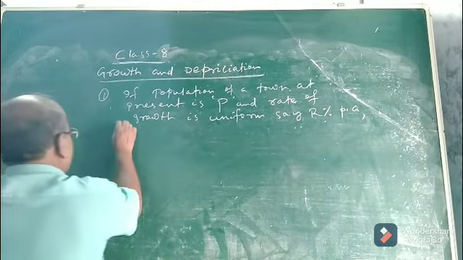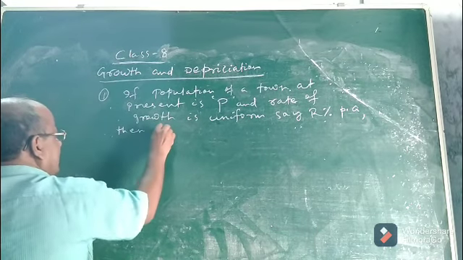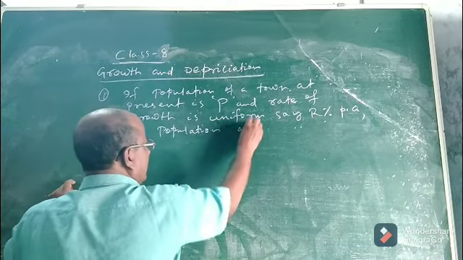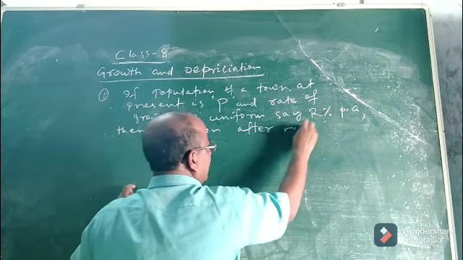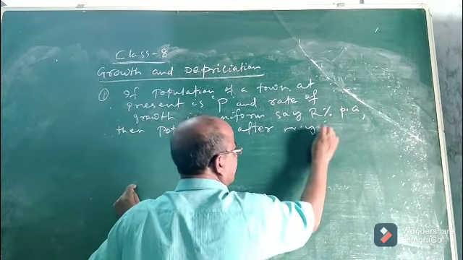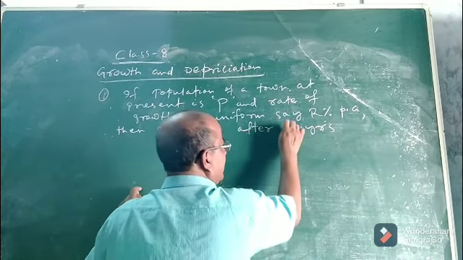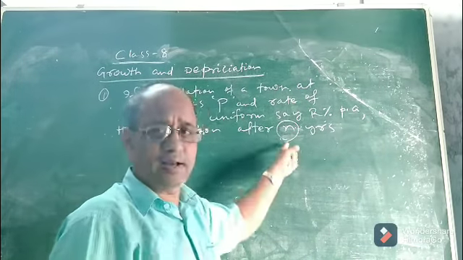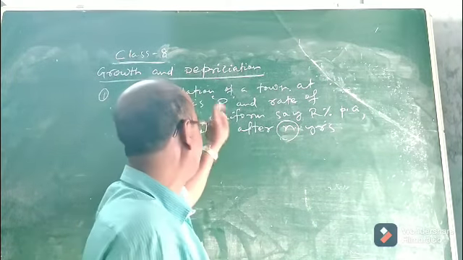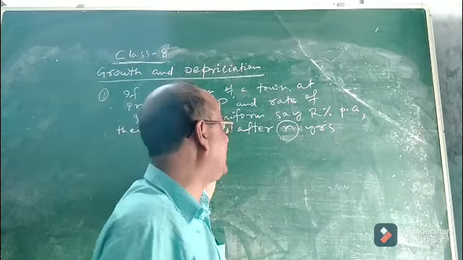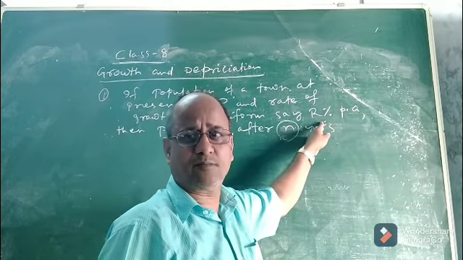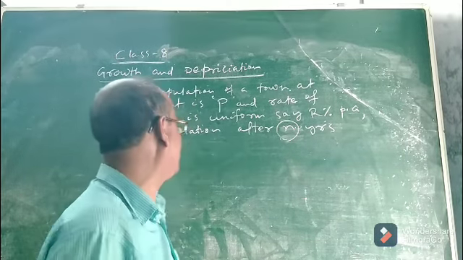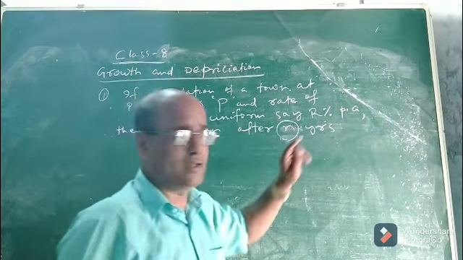Then the population after n years. You see, children, n years. N may be 2, it may be 3, it may take any value. After n years, what will be the population of the town if the present population is P and the rate of growth is uniform, say at R% per annum? So what will be the total population? Then population after n years.